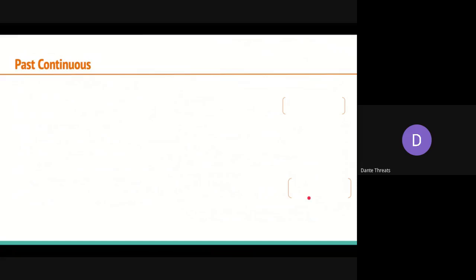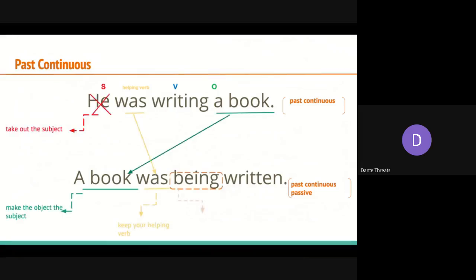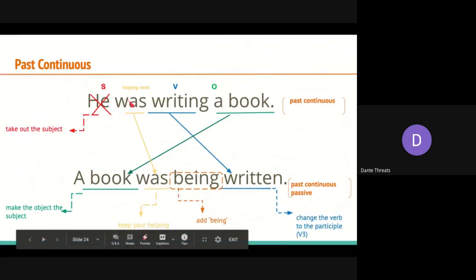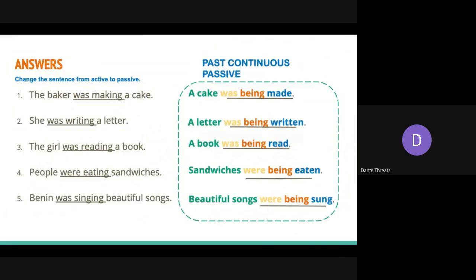Okay. All right. Past continuous. We have he was writing a book. A book was being written, right? The past continuous and the past continuous passive. You all know what the rules are. Much like the present continuous, we keep the helping verb, we add being, and we change the participle, right? So we're just going to go through these and look at the answers very quickly because I believe you already know what these answers are.